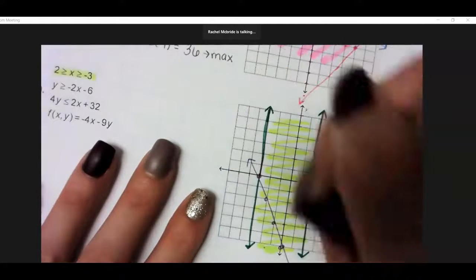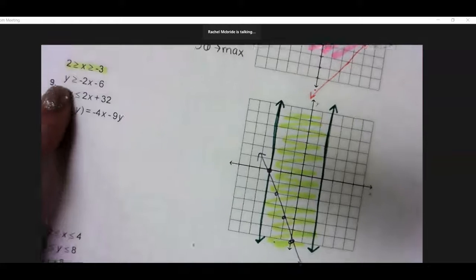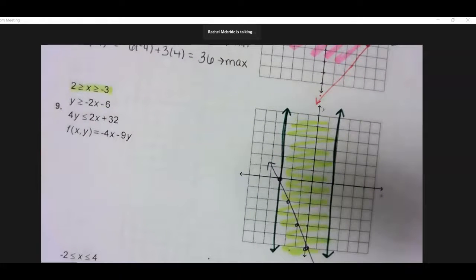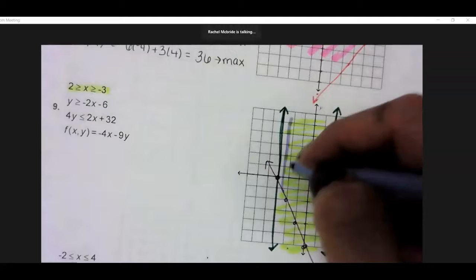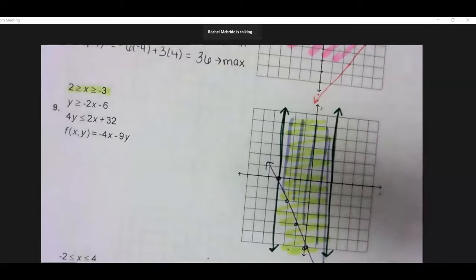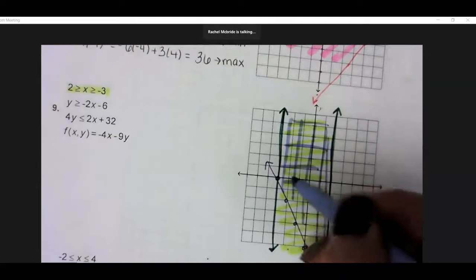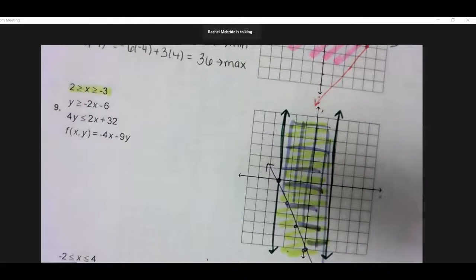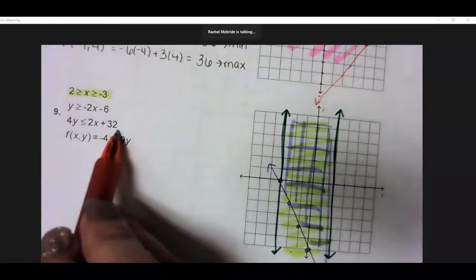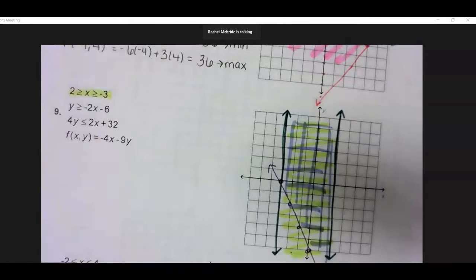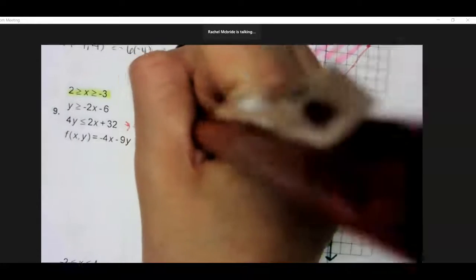This line is solid. And the y values are greater than, so we're going to shade above. So I now have a trapezoid of intersections. And then we have one last constraint. So that is this line here. What I'm going to do is just divide everything by 4 so that my line is y less than or equal to 2/4, which is 1/2 x plus 8.